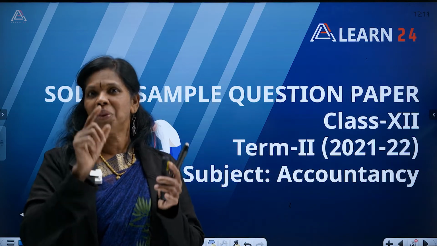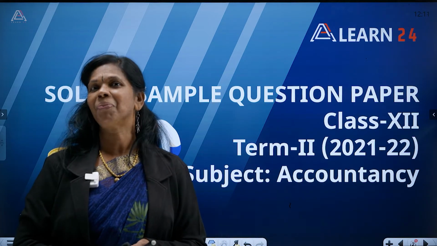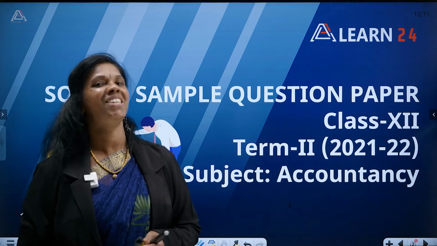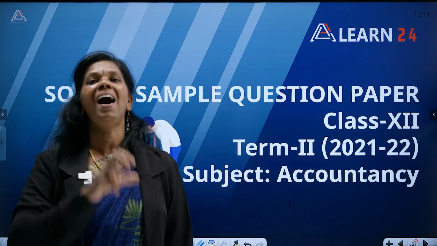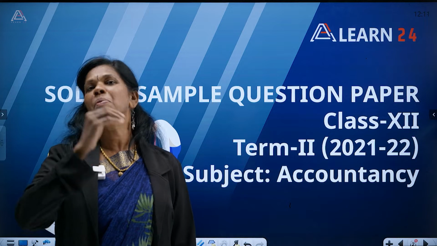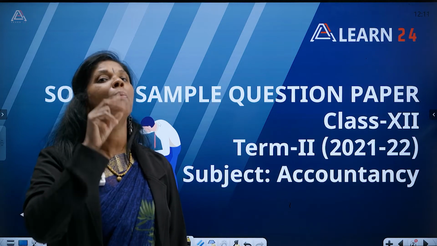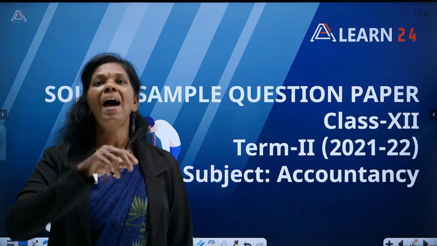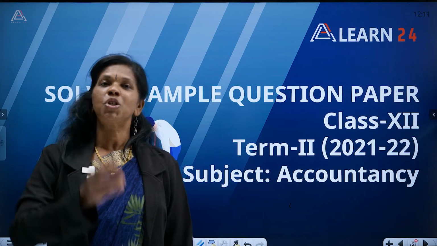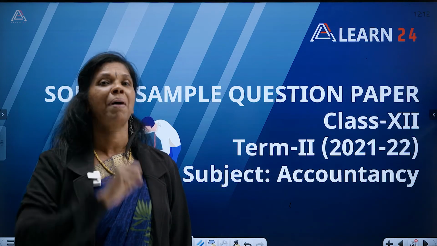Question numbers 1 to 3 and 10 are short answer type 1 questions. They carry 2 marks each. How much is the mark of each question? You will get 2 marks each. Then question numbers 4 to 6 and 11 are short answer type 2 questions. Each question carries 3 marks.